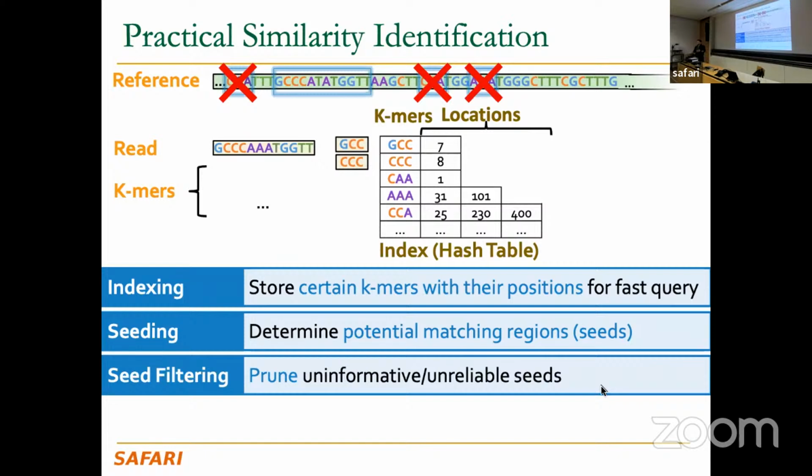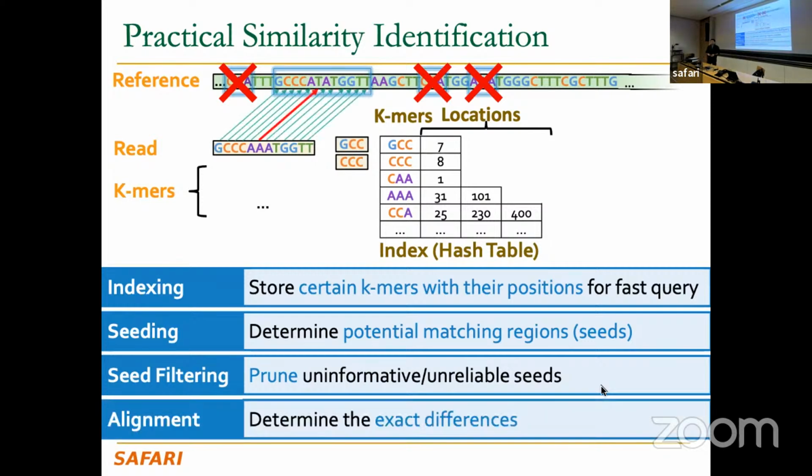To identify those, in the next step we do a seed filtering step. This is usually done either by an algorithm that we call chaining, which tries to find the collinear matches of multiple seeds if they are in a close-by region, or you can perform actual filtering that figures out whether the read itself is going to be highly dissimilar to the region where you have seed matches. Then you perform alignment.